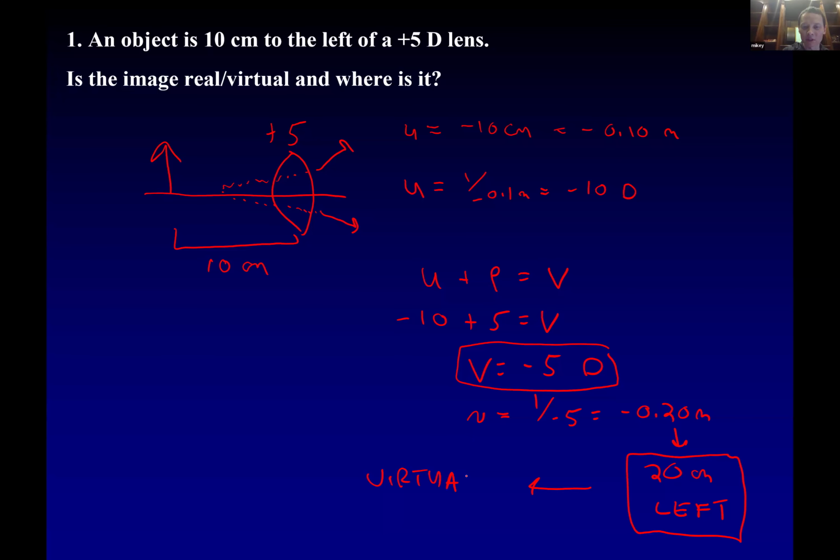So the answer is 20 centimeters to the left and virtual. If anyone did the question and got one of the other answers, like A, B, or C, that's kind of not by accident. So one of my exam tips for you in optics is that when you're writing an exam, you know the most common mistakes people make.